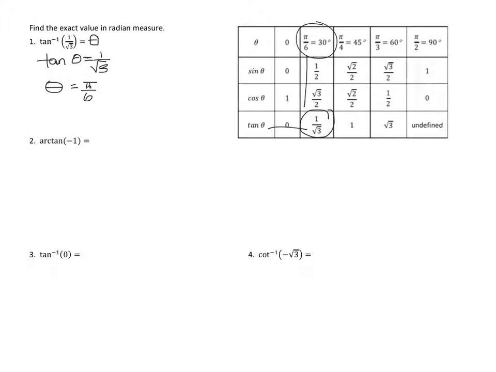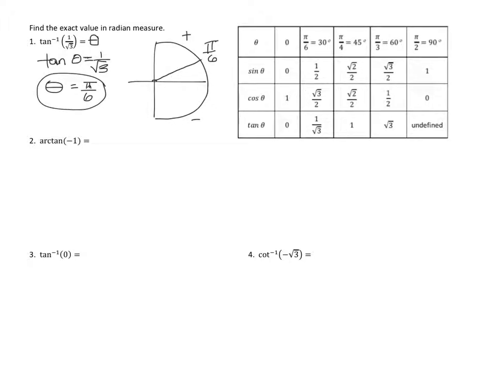Remember what we were talking about with our quadrants? Our answers go between quadrant 1 and quadrant 4, and we know that the tangent is positive in quadrant 1 and negative in quadrant 4. So the fact that tangent equaled positive 1 over the square root of 3 means my angle is a quadrant 1 angle, and so it's positive pi/6.